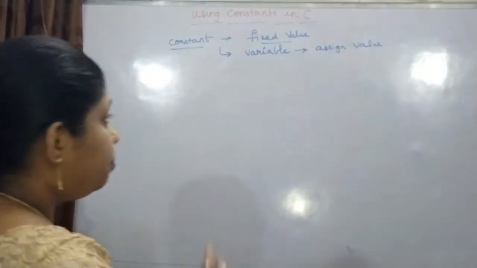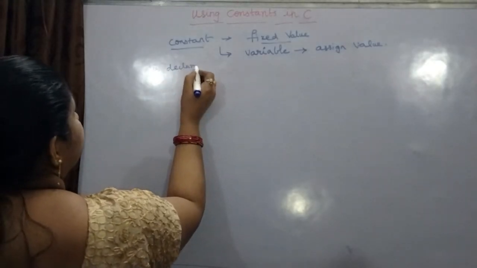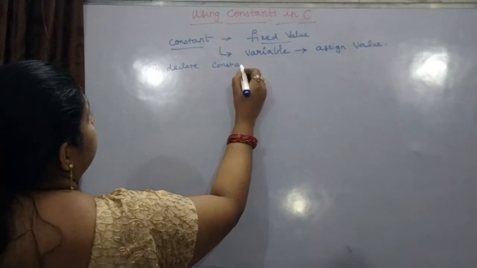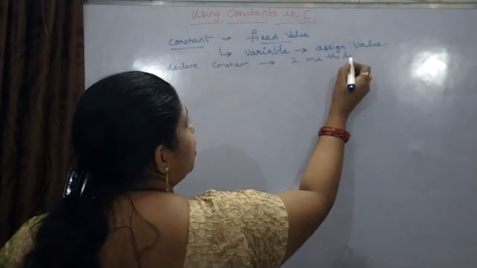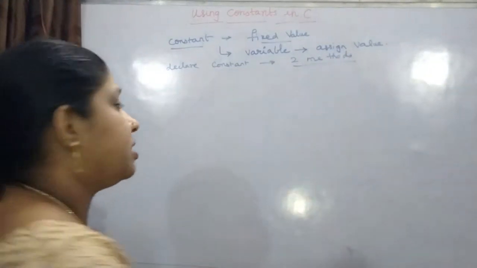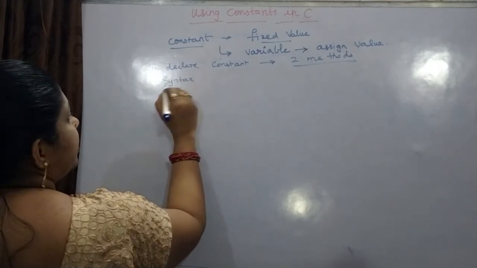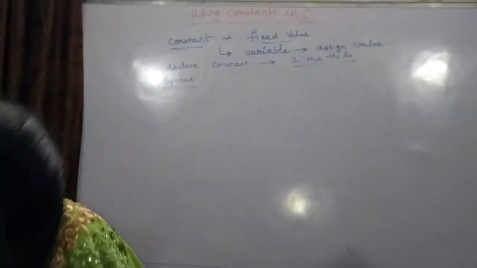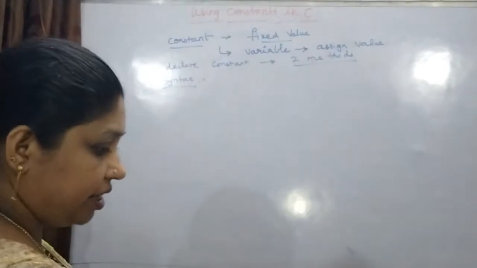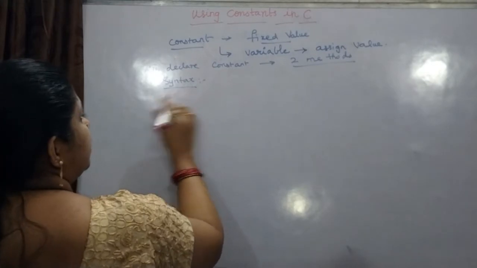To declare a constant, there are two methods. That means there are two syntaxes. You have to first know the syntax, how to declare a constant. Now I'll write the syntax. This is one method.